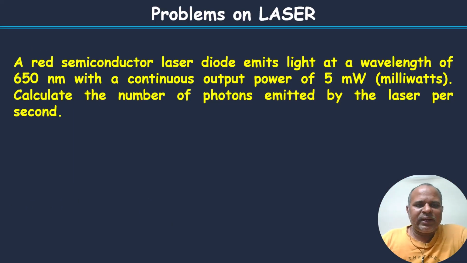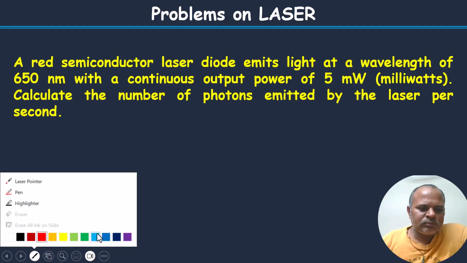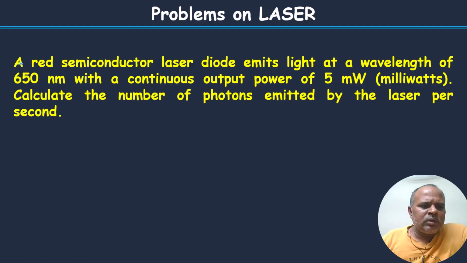Here is the problem. A red semiconductor laser diode emits light at a wavelength of 650 nanometers with a continuous output power of 5 milliwatts. Calculate the number of photons emitted by the laser per second.